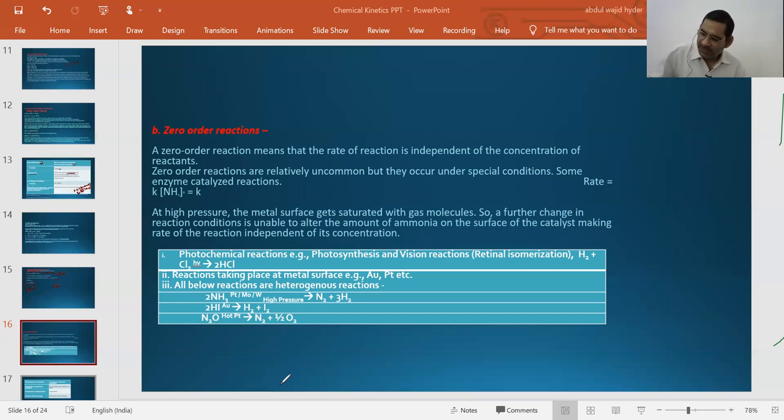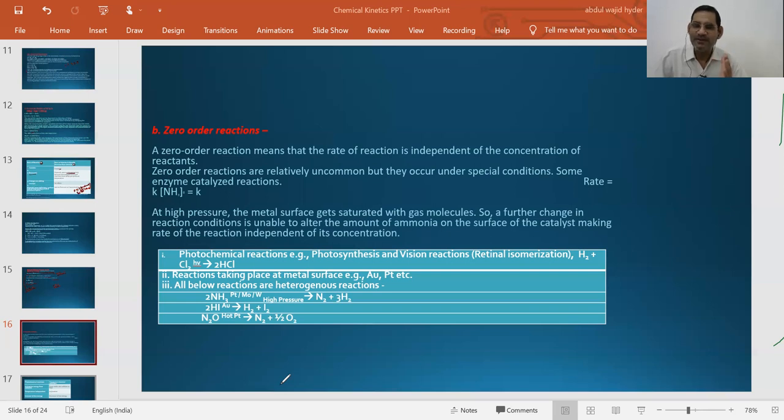For photosynthesis, sunlight is important, more than carbon dioxide. Without sunlight, even if so much CO2 is there, photosynthesis will not take place. What does it mean? It means the concentration of reactant, here CO2, is not affecting the rate of the reaction. It is sunlight only, because of which that reaction can take place.